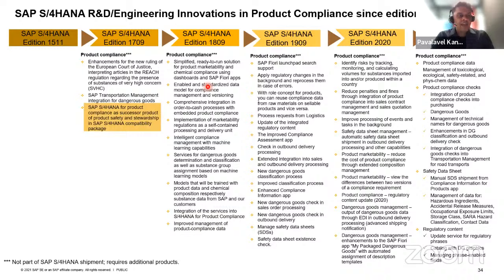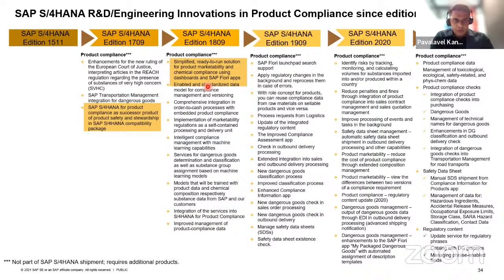As a part of 1709, we had product compliance for success of product and safety. This was a compatibility package which had just come up as a part of 1709. Since you have less time, let me just run through fast.